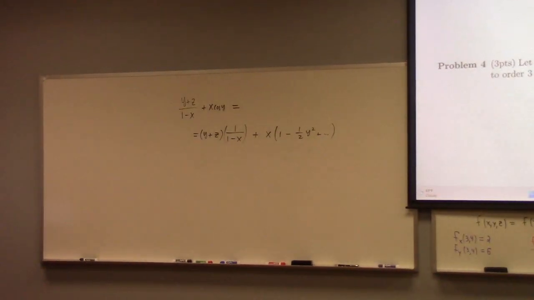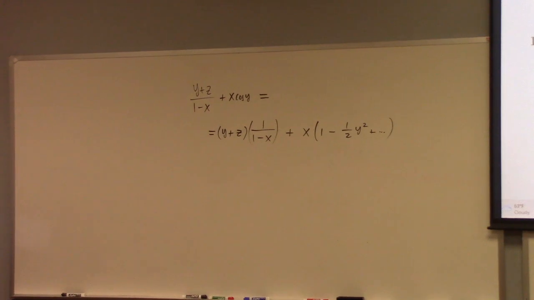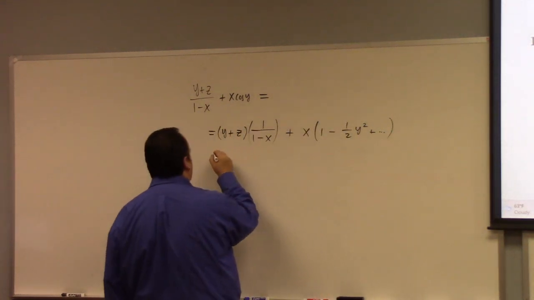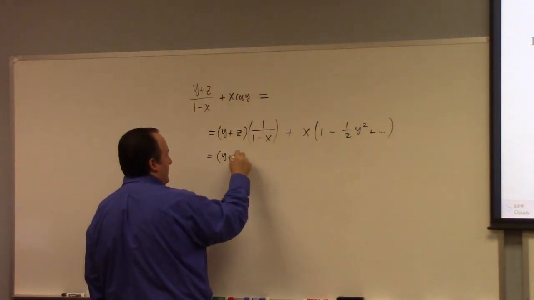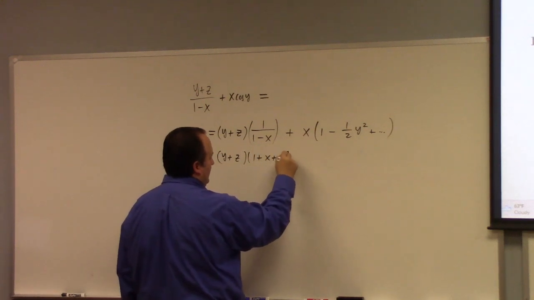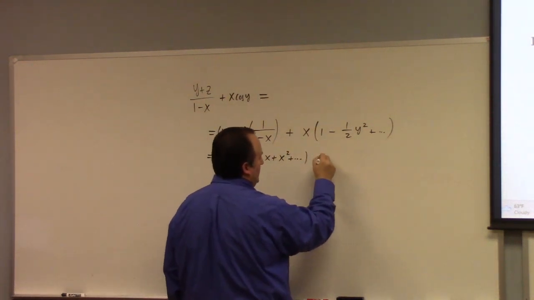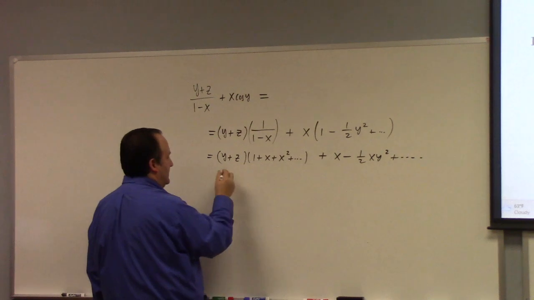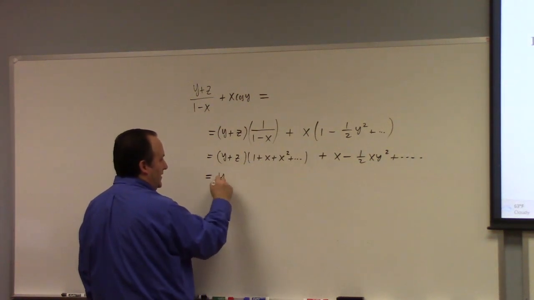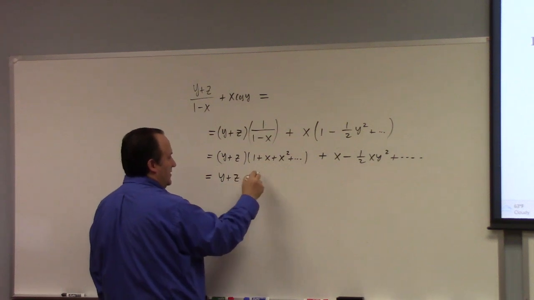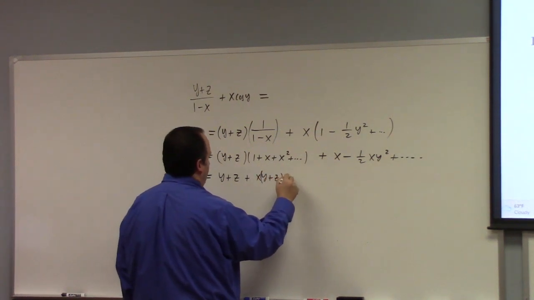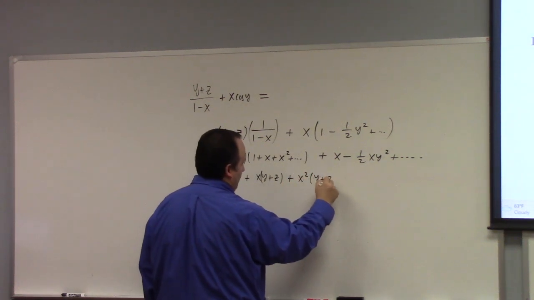An important principle of power series calculation is not to do more than you need to. And the other one's geometric, right? So what are we up against? y plus z times 1 plus x plus x squared plus dot dot dot, plus x minus 1/2 xy squared plus dot dot dot. Multiply this out, you got yourself a y plus z plus x times y plus z plus x squared times y plus z. I think that's it.